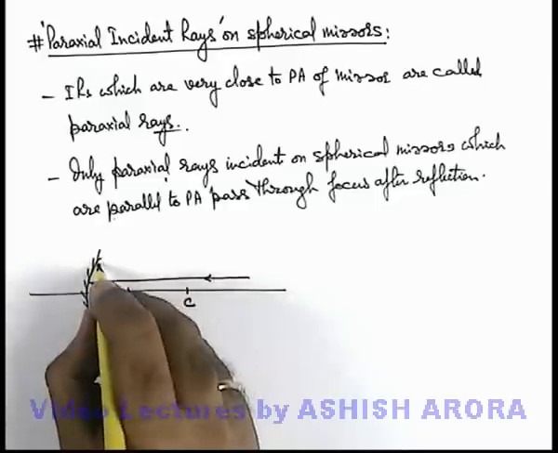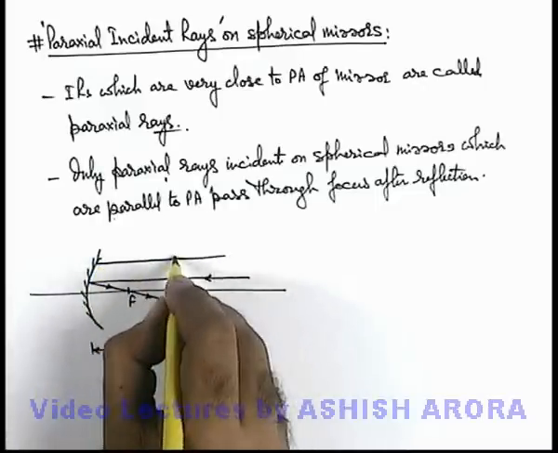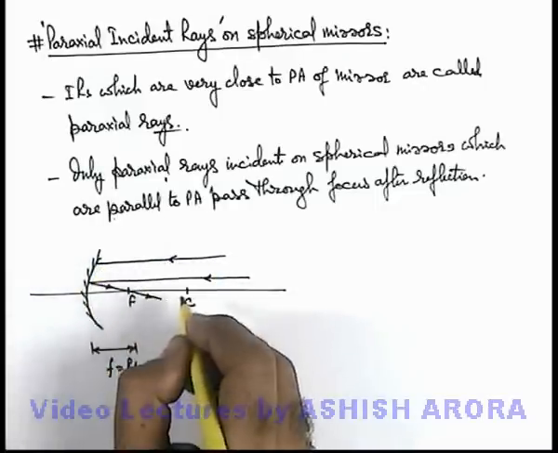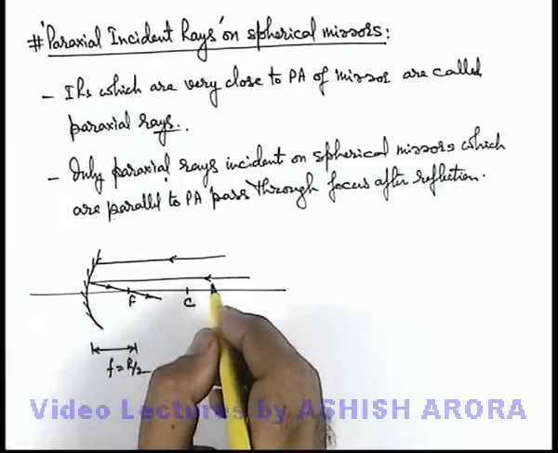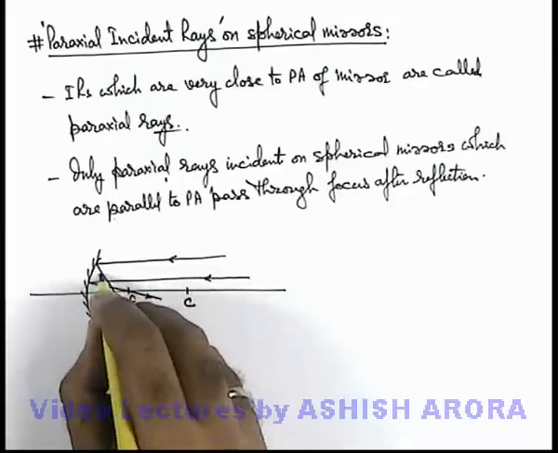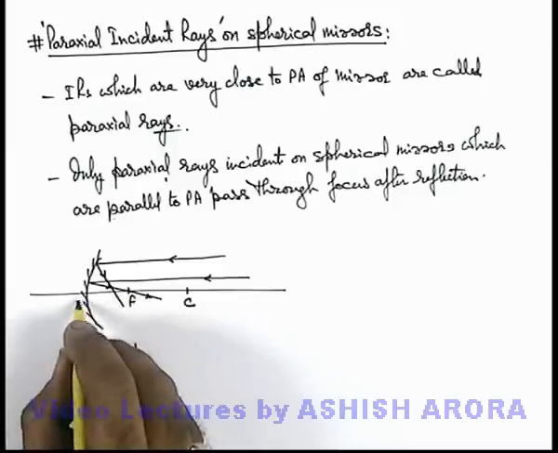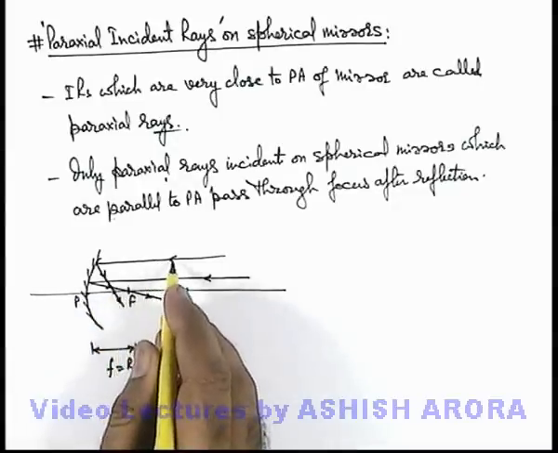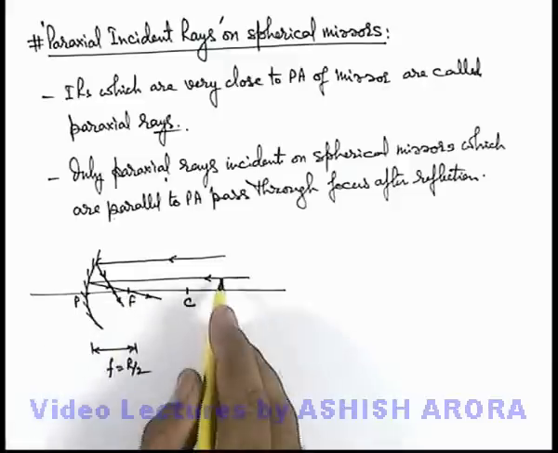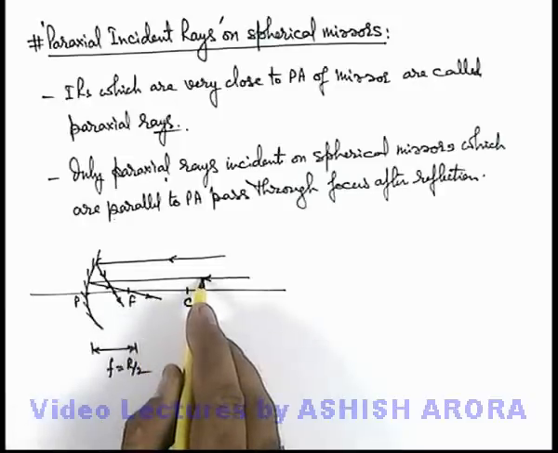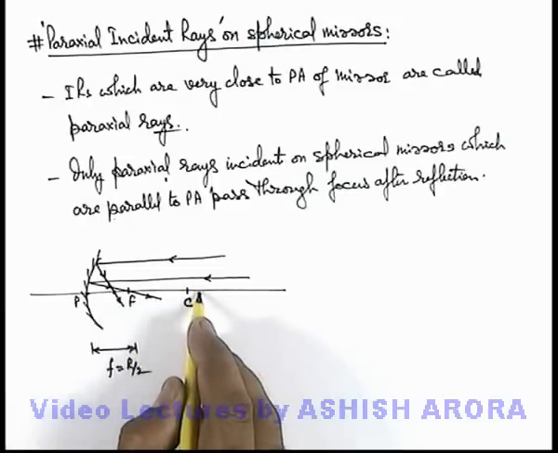And if a light ray is incident on the mirror at a distance far away from the principal axis, then geometrically it is seen that when it follows laws of reflection, after reflection it passes through a point which is between the pole and focus. This light ray will not be considered as a paraxial ray. Only paraxial rays are considered to pass through focus if these are initially parallel to the principal axis.